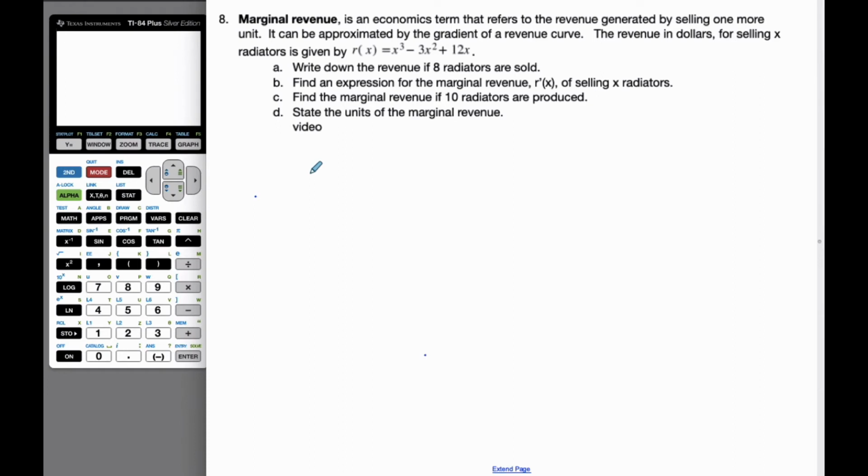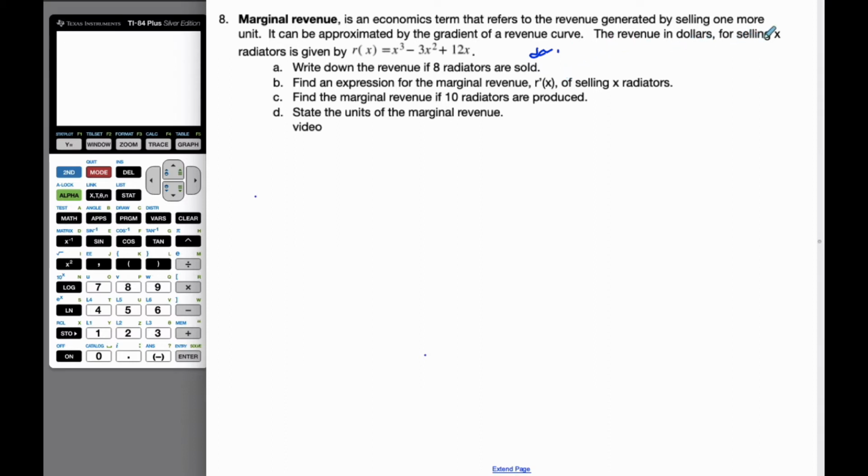All right, so in this video, we're going to talk about marginal revenue, and it's an economics term that refers to the revenue generated by selling one more unit of whatever you're selling. And it can be approximated by the gradient of the revenue curve. Well, gradient of the curve means derivative. Okay, slope of the tangent.